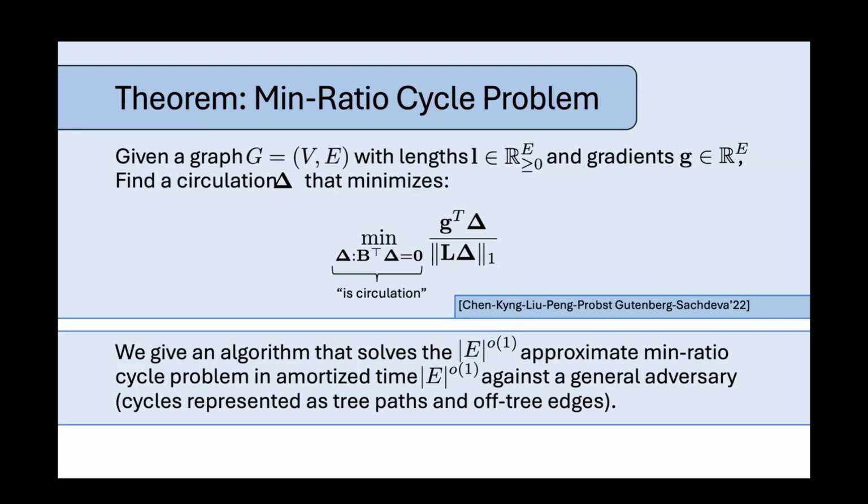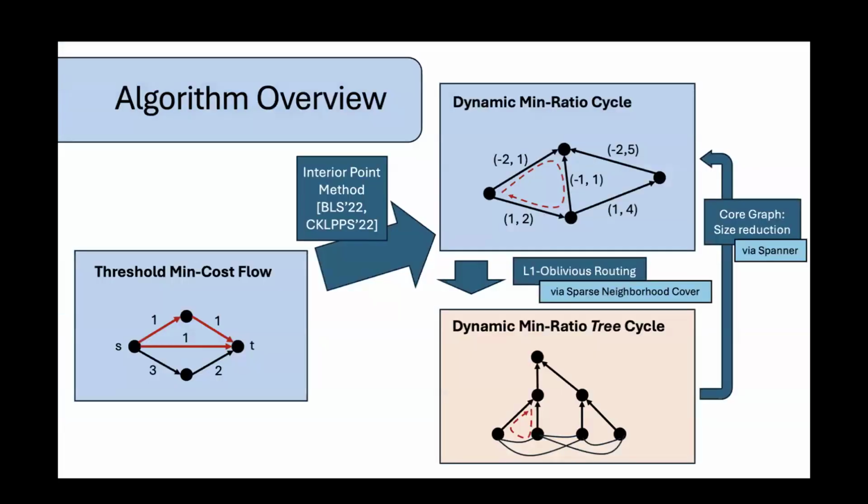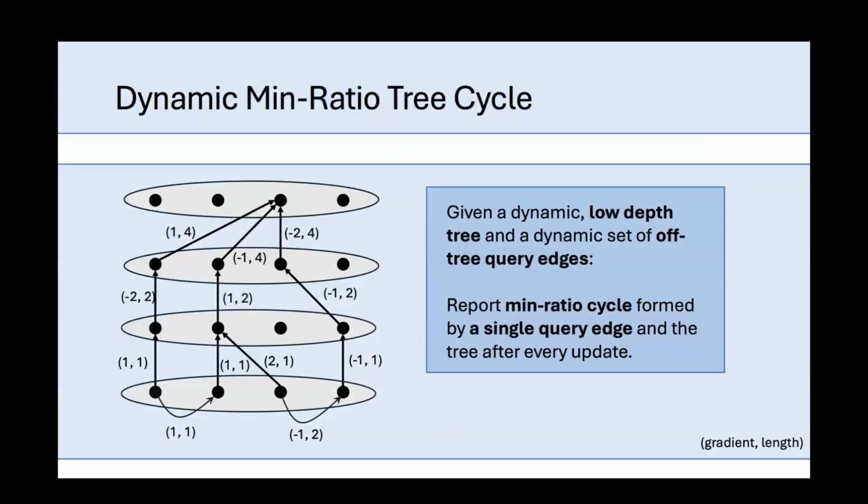But for the incremental problem, you really need it to work against the general adversary, because the increments can change the structure in a way that really seems to be mimicking a general adversary. So now that we know about the dynamic min ratio cycle problem, what is the dynamic min ratio tree cycle problem? Well, it's just that you're given a dynamic low depth tree and a dynamic set of off-tree query edges, and you have to report the min ratio cycle formed by a single query edge and the tree after every update. So what is this in this case?